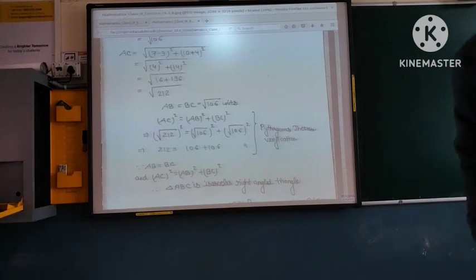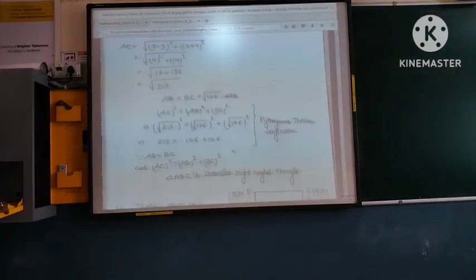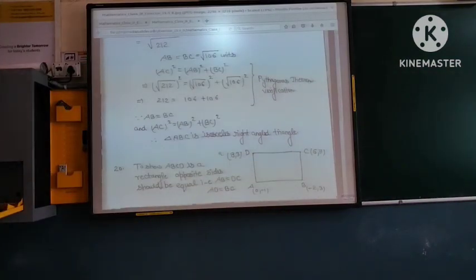So in that case, what will happen? You will prove that they are equal, and once you prove they are equal, you will find an equation. Okay, so that way you can do it on this side. Now, let's see what the next question is.